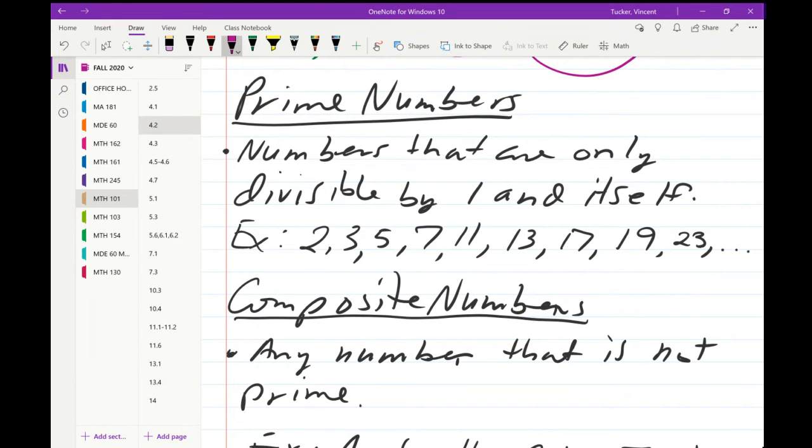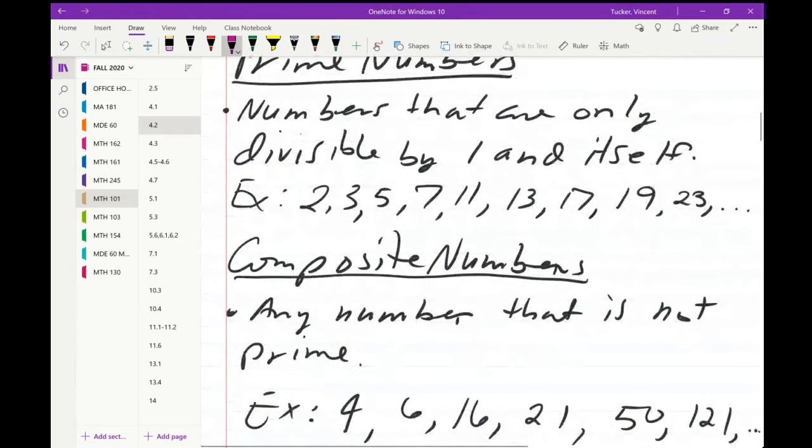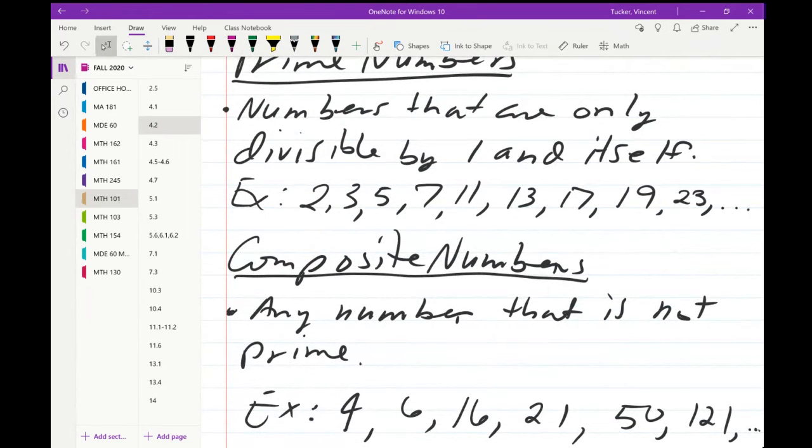Composite numbers, just any number that's not prime. So basically, if there's a number that can be divided by something else other than itself, then it's composite. So 4 and 6, 2 can divide into both of those. 3 can go into 6. 2 can divide into 16. 8 can divide into 16. 4 can divide into 16, and so on. If there's another number that can divide into a number other than itself, then it's not prime. It's considered composite.